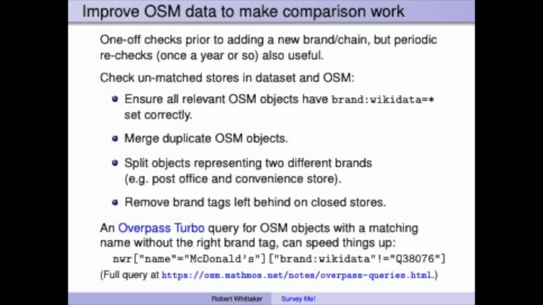And there's some Overpass queries you can use to try and find these errors all together rather than going through each individual store. And these checks you have to do before you introduce a new comparison. It's also useful to recheck them every so often to catch any errors that have accumulated in OpenStreetMap.